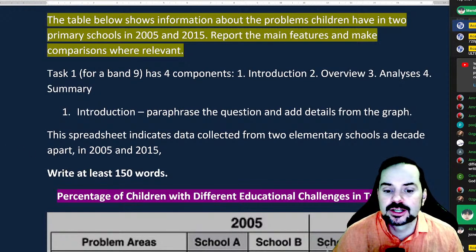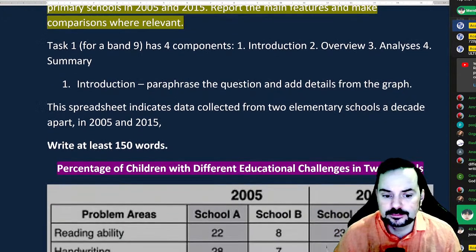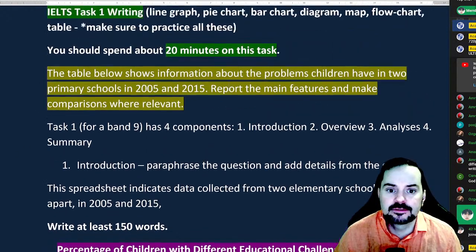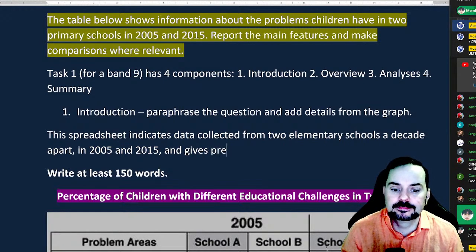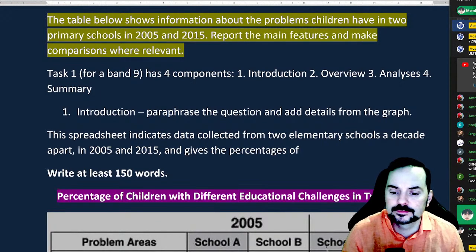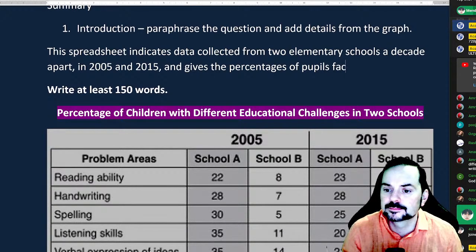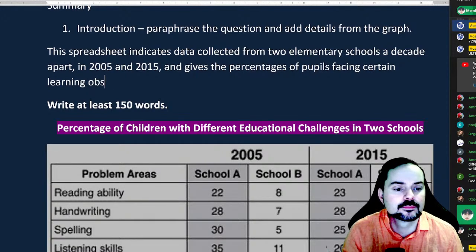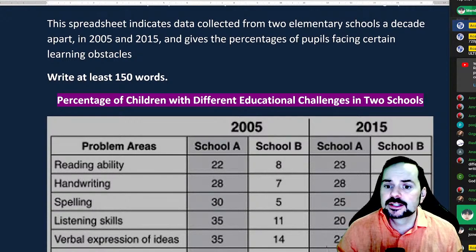Okay, and so this spreadsheet indicates data collected from 2 elementary schools a decade apart in 2005 and 2015, and gives the percentages of pupils facing certain learning obstacles, and I can always improve.